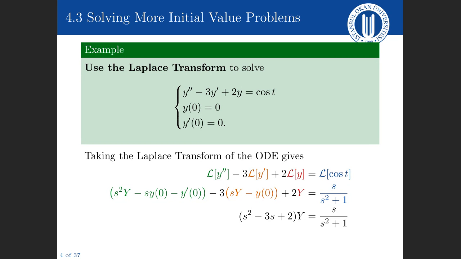Then we use the initial conditions. y(0) is equal to 0, so we can cross out this term and we can cross out this term. y prime(0) is also 0, so we can cross out this term. On the left side, we have (s squared minus 3s plus 2) capital Y is equal to s over s squared plus 1.